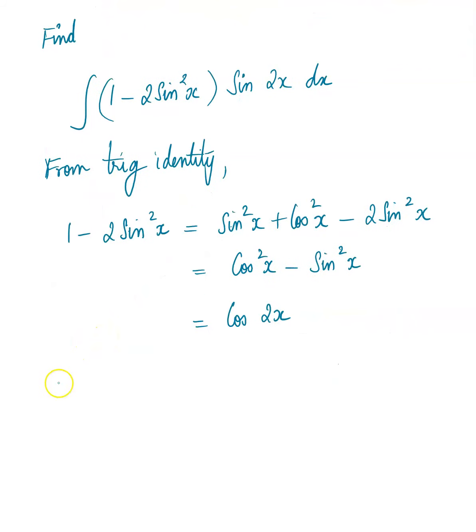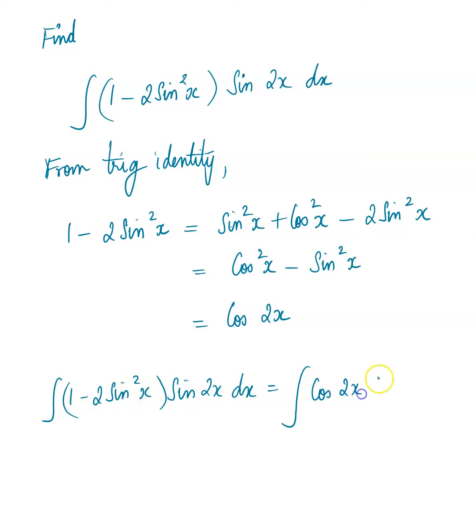So what this allows us to do is rewrite this given question. Let me write the question first. As this 1 minus 2 sine squared x is now cosine 2x, sine 2x dx.